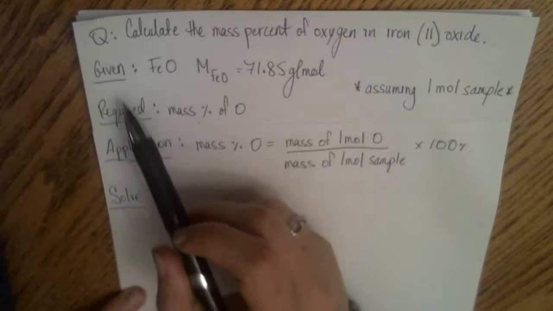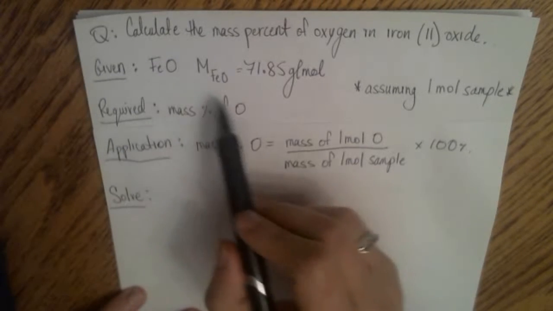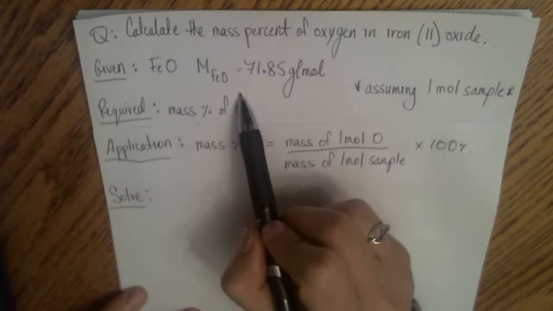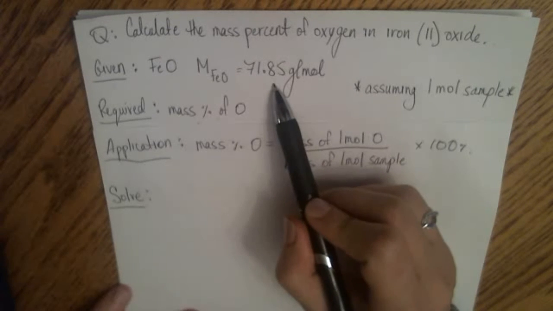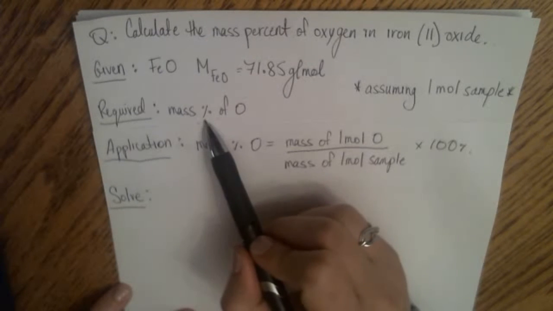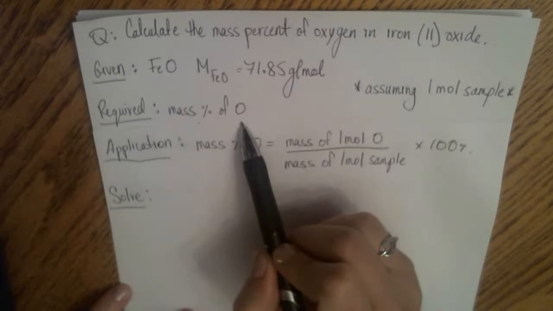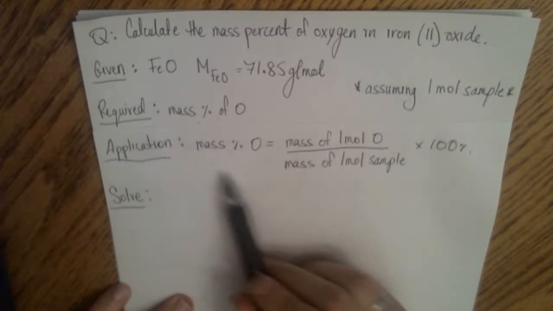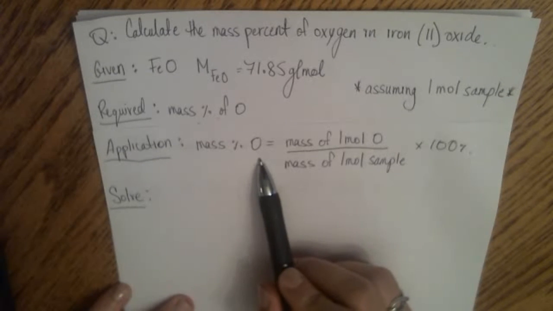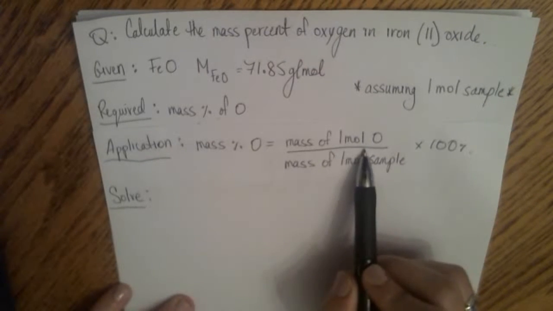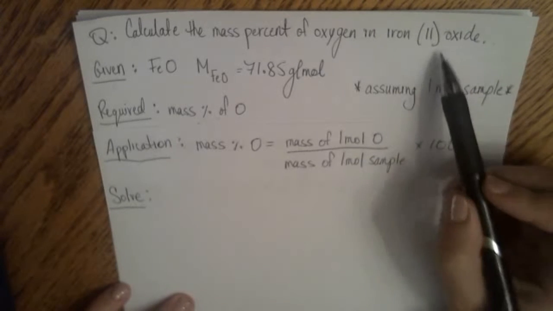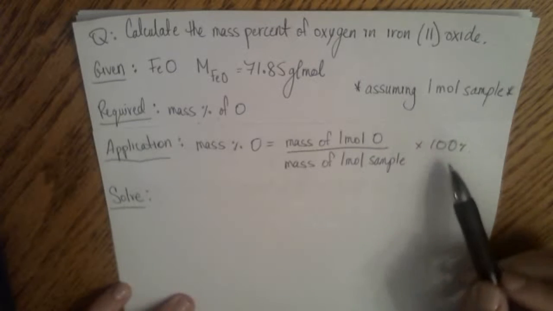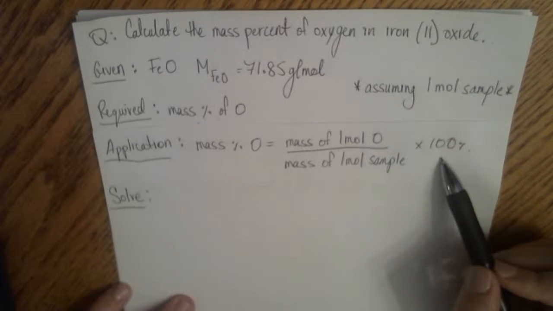In order to answer this question, we have to look at what we're given. An easy calculation from the periodic table will give us the molar mass of the compound as 71.85 grams per mole. We're required to find the mass percent of oxygen. How are we going to do this? Well, we have our formula for the mass percent of oxygen. We're going to take the mass of 1 mole of oxygen divided by the mass of a 1 mole sample of this iron(II) oxide compound, and we're going to multiply it by 100%.